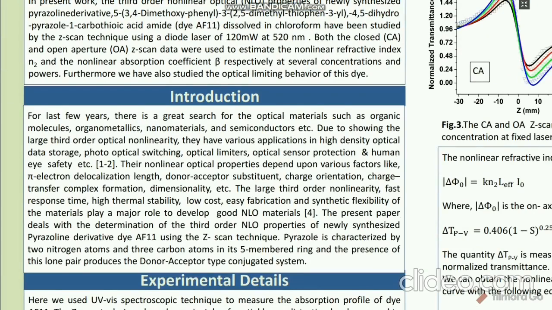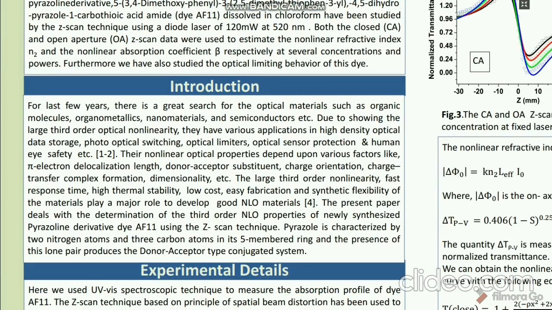Now the introduction. Different organic and inorganic compounds have been designed for application in optoelectronic devices. The properties of optical materials depend on different parameters like long pi bond conjugation and charge orientation, etc. In this context, our dye molecules include some of the above mentioned factors.